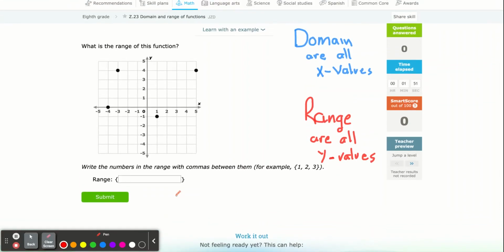Welcome. In this lesson, we're going to introduce two new words when it comes to functions. The two words are domain and range. And I want to keep this very simple.